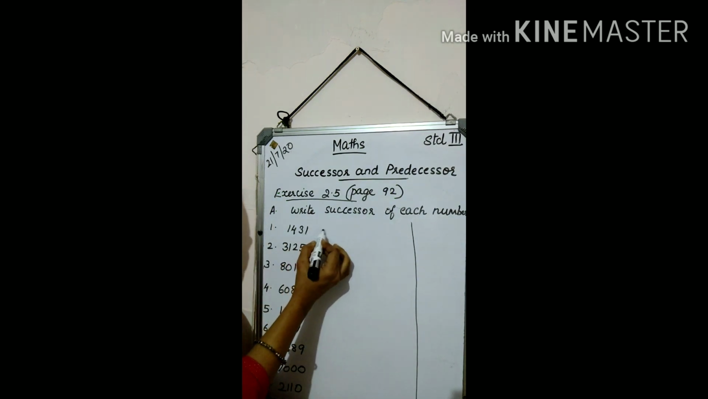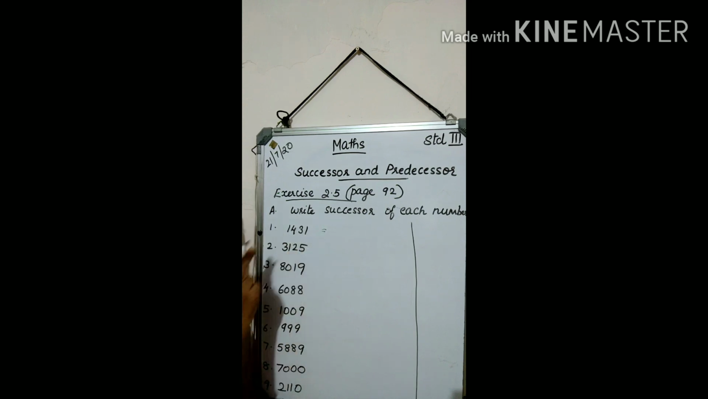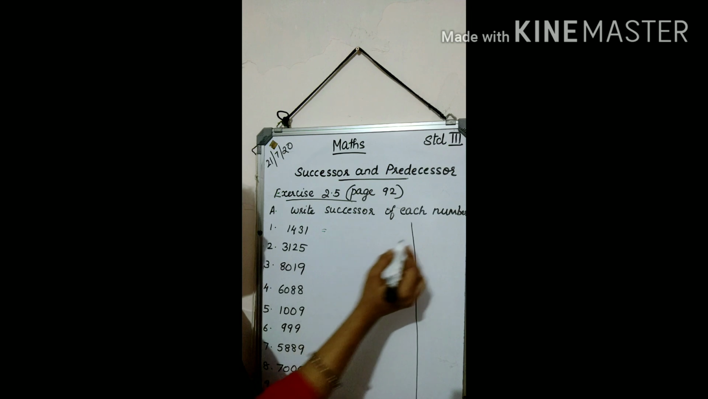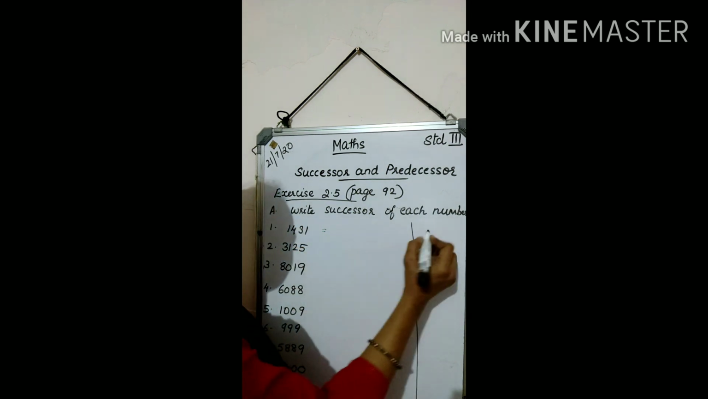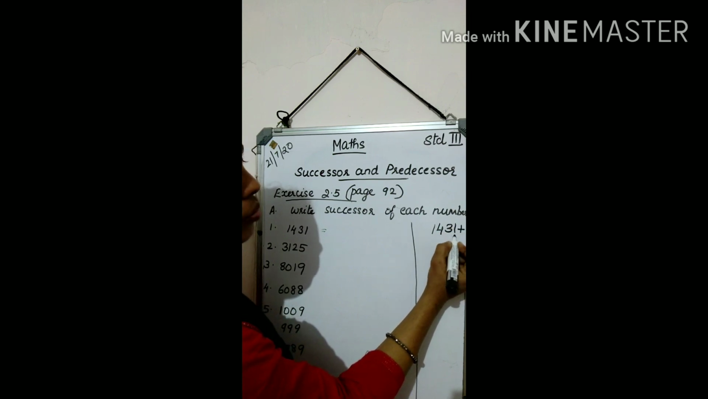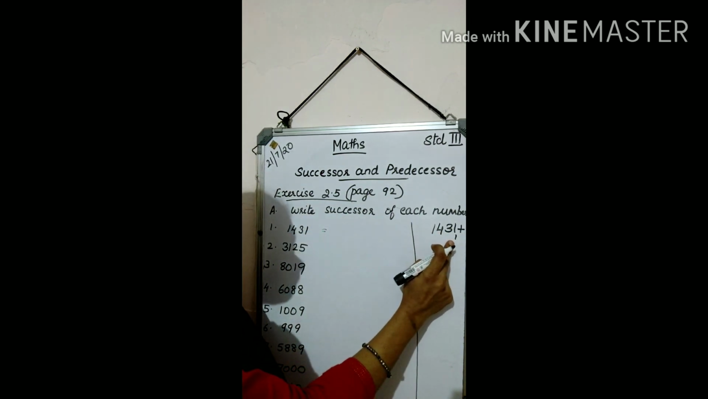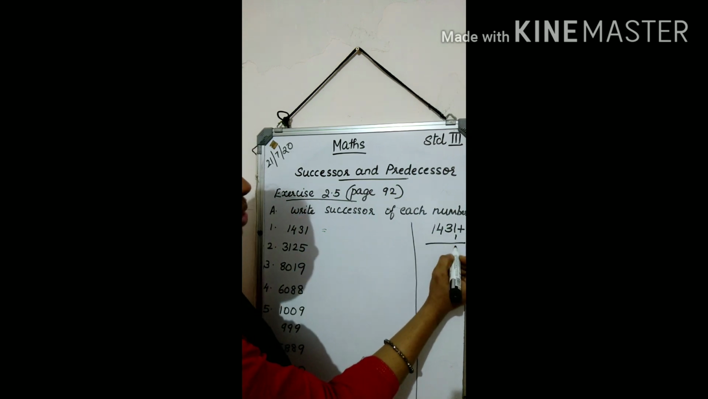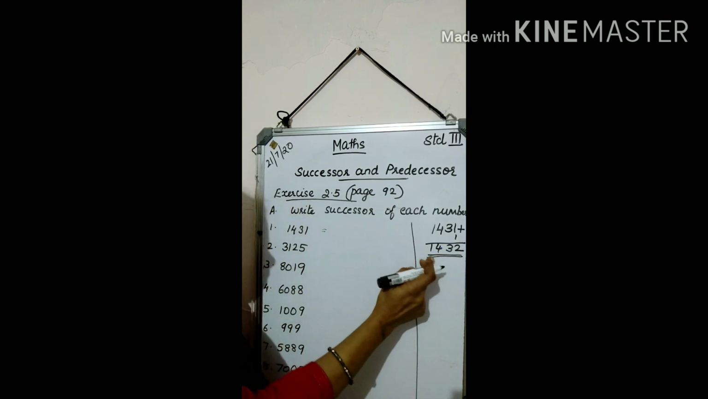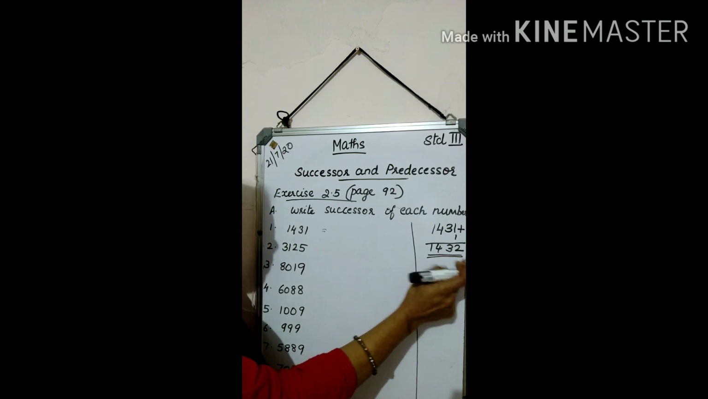Look at the number 1431. How do you get the successor of this number? Only add 1 to that number. Look at the working column. 1431 plus 1. To get the successor, we add 1. 1 plus 1, 2. Write down 3, 4 here, 1 here. So the successor is 1432.